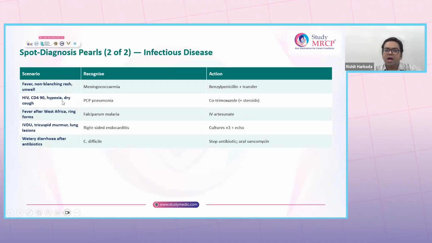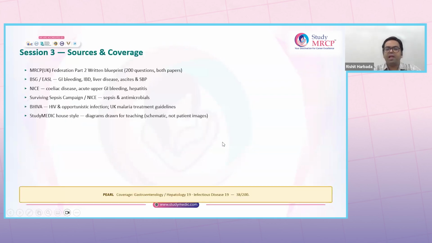HIV, low CD4 count, PCP pneumonia. Fever after travel to West Africa, ring forms, think about malaria, Plasmodium falciparum, treated with IV artesunate. Infective endocarditis, do cultures with echo. And watery diarrhea after antibiotics, C. diff, treatment is to stop antibiotics and give oral vancomycin.